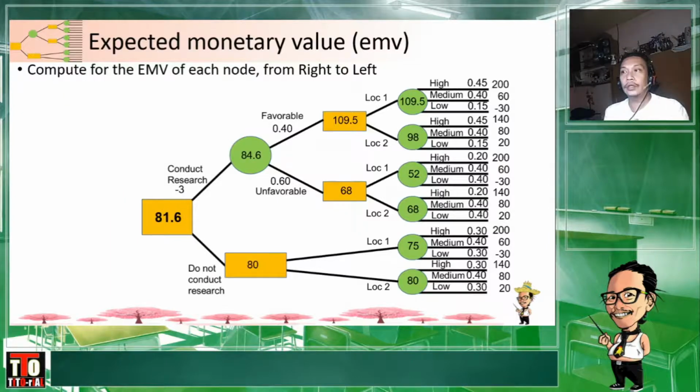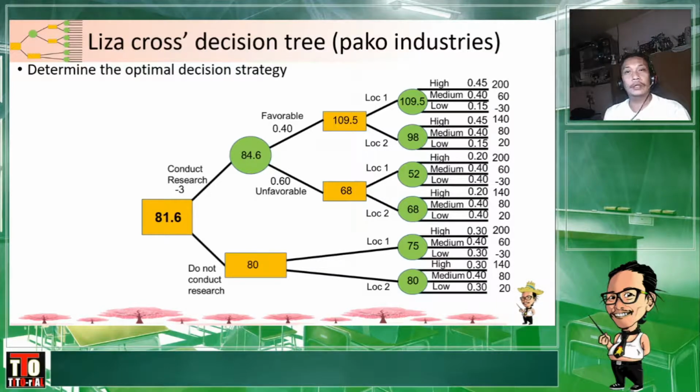Okay, so here it is guys, yung final computation natin with mas malinaw na expected monetary value or yung EMV for your reference. Okay? Now, the last step is to determine the optimal decision strategy. Now, if you are us across, ano ang decision na ipupursue mo? Conduct research or do not conduct research? So, basically, we will choose conduct research.